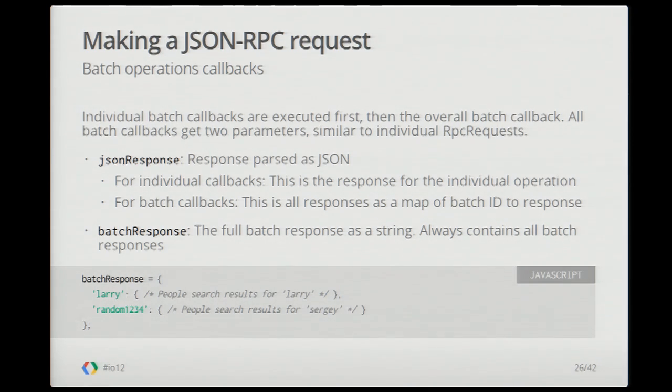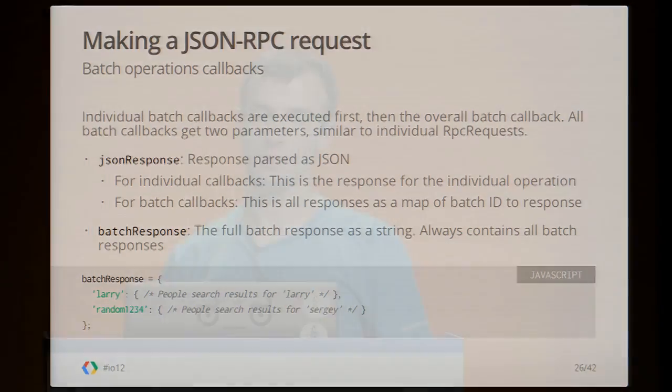And then the second parameter is the batch response, which is the same overall ID to response mapping, but this is just a string. What's nice about this is it always includes the full batch response for both individual callbacks and for the overall callback. So if in one of your individual callbacks, you're going to need to access data from another batch operation you've made, you can either look in this batch response, or you can also use the overall batch callback, as that will receive the ID to response mapping as well, but that time in the JSON response parameter.